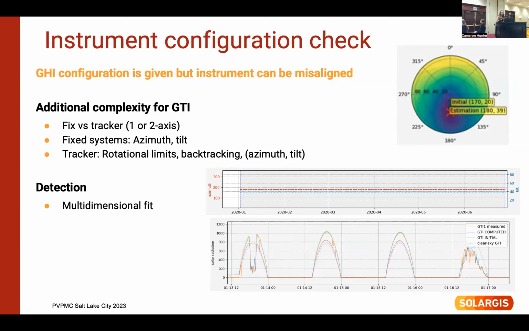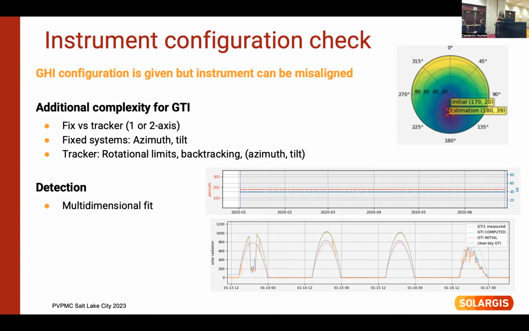So what we developed for GHI is a misalignment tool, which tries to detect if the instrument is misaligned, and you can see its results on this top plot, where you have azimuth and tilt plane, and the initial and estimated alignment. This is actually not for GHI, but for fixed GTI, but it's basically the same logic.